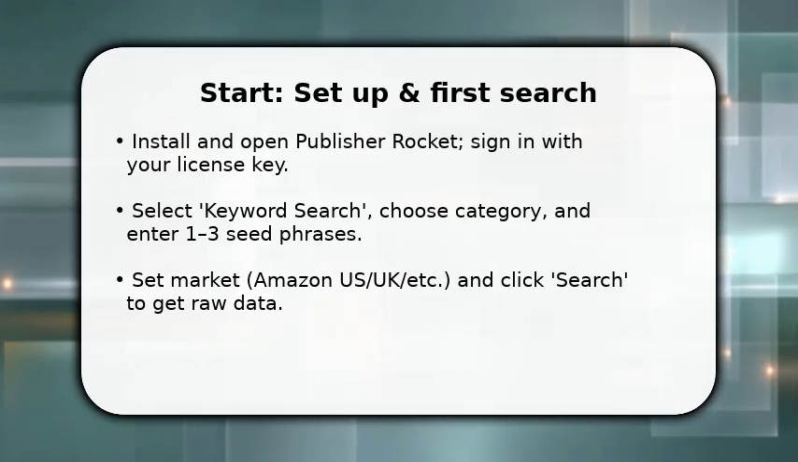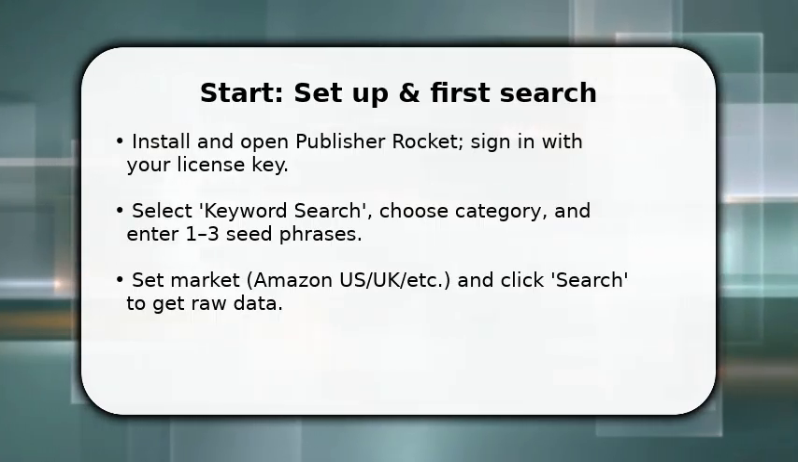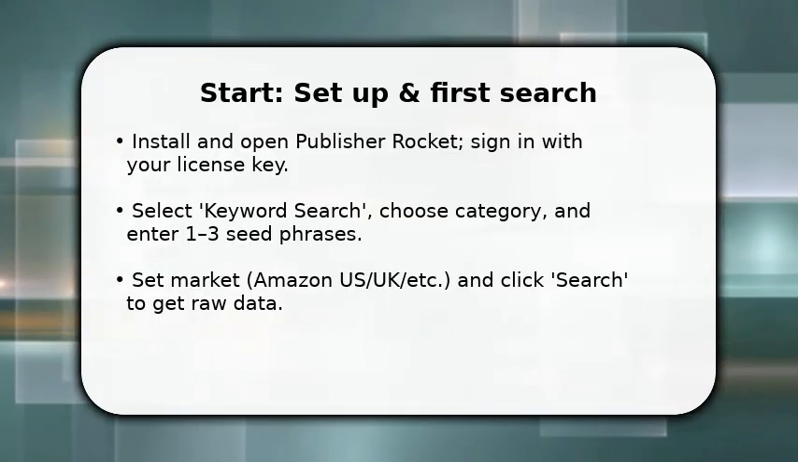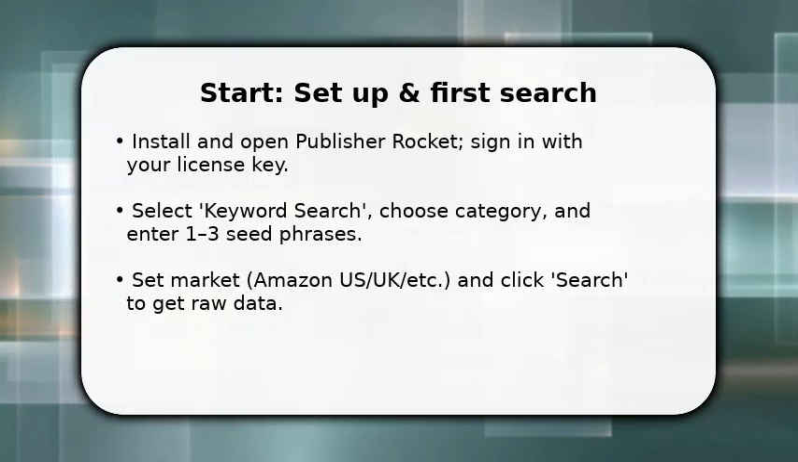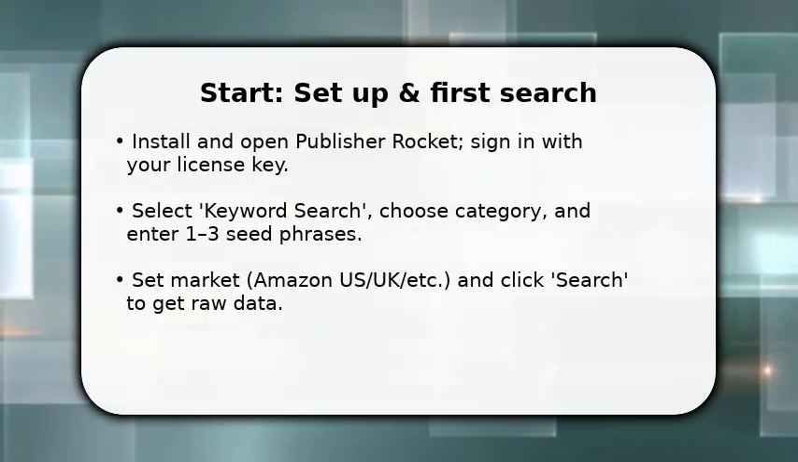You begin by launching Publisher Rocket and confirming your license so data is accurate. Enter 1 to 3 seed phrases in keyword search. Pick the correct Amazon market and book category because relevance drives results. Once done, click Search to pull metrics like searches/mo and competition.